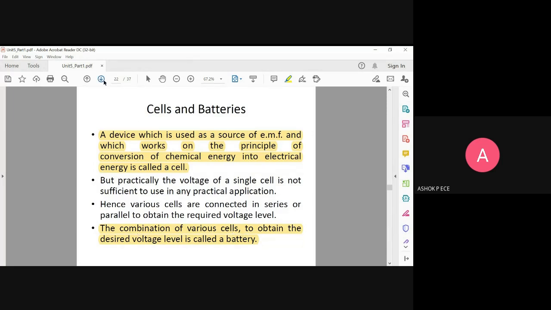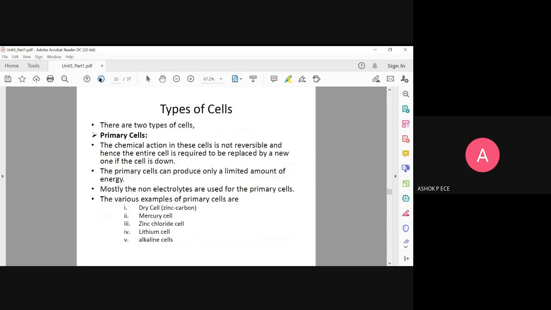We actually use these terms wrongly in our everyday life. So remember, a cell is the basic unit of EMF, and a battery is a combination of cells in a particular order, whether series or parallel. Types of cells: we have so many types of cells.